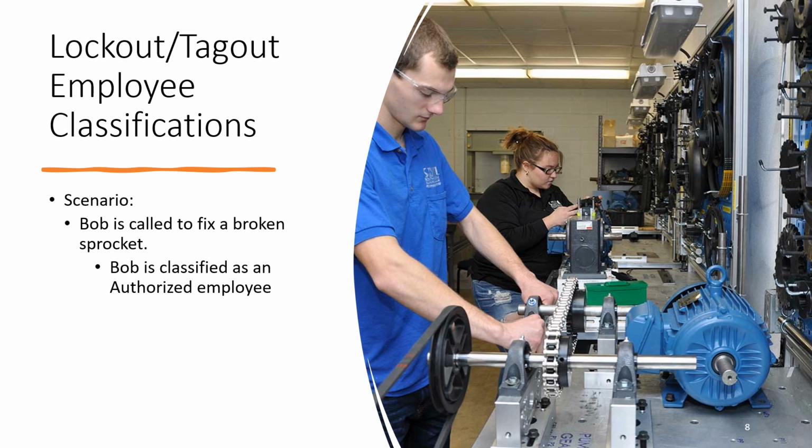So we have affected, I'm sorry, authorized is the first one, and that's going to be the person who fixes it, typically the maintenance person. Affected, the one who's operating the machinery. Now, you could also be an affected person and the authorized person. Finally, the last one, the other, is kind of that catch-all out there. So you're not operating the machinery and you're not fixing it.